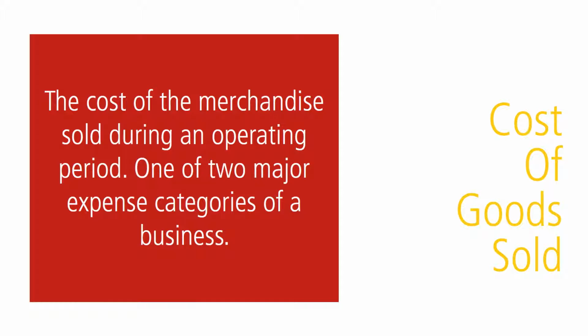The first is the cost of goods sold. To the manufacturer, this expense would be the cost of production. To the wholesaler or retailer, the expense is the price paid to a manufacturer or distributor for merchandise.